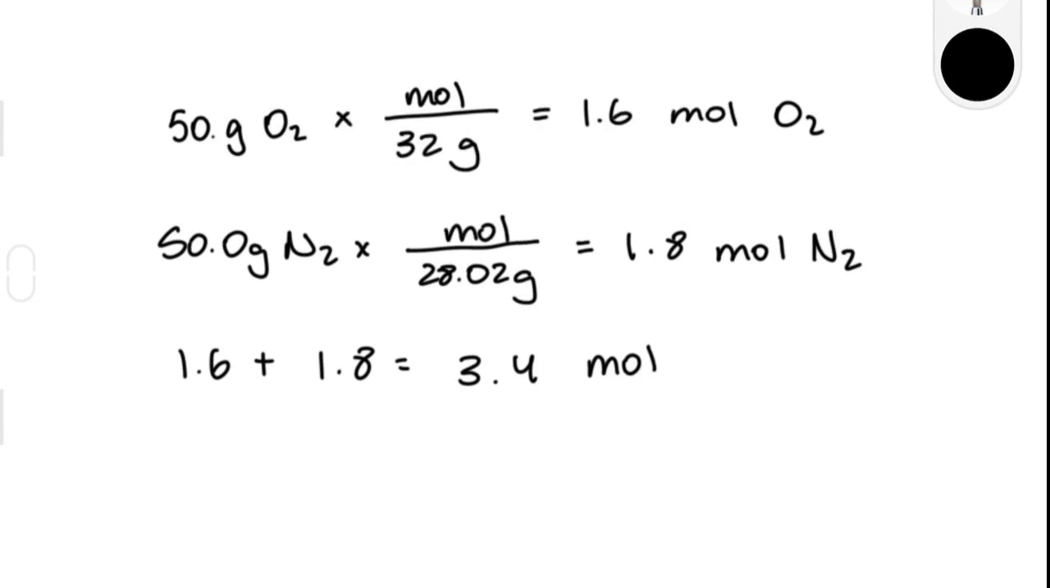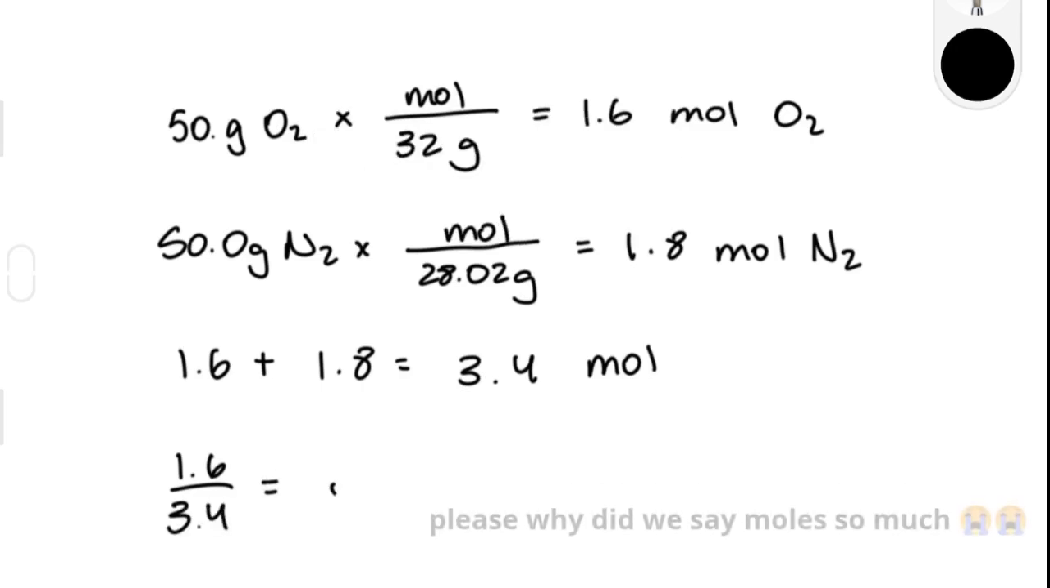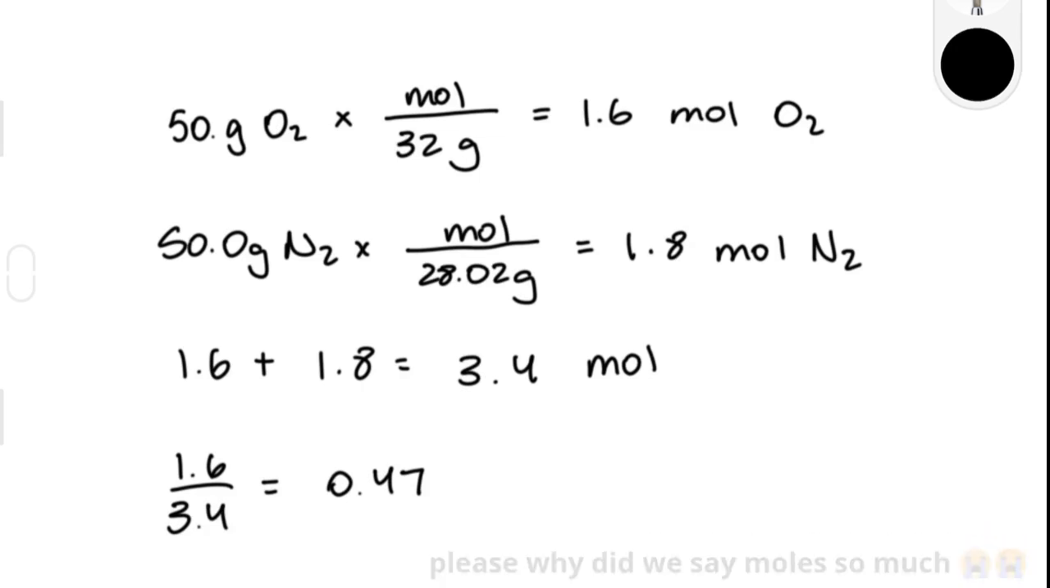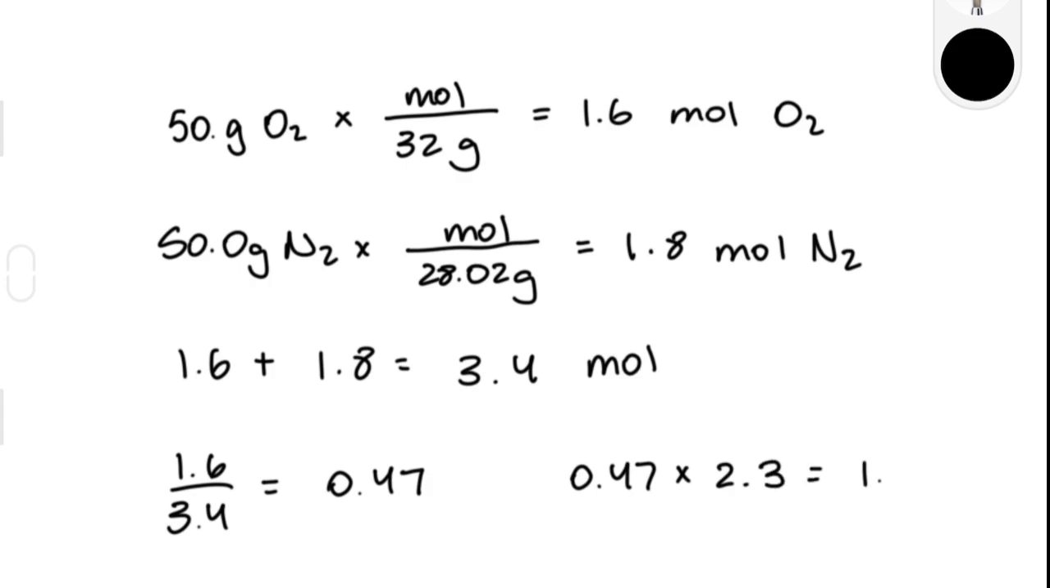To get the mole fraction of oxygen, divide moles of oxygen, 1.6, by the total moles, 3.4, to get 0.47. Now, multiply this by the total pressure in order to get the partial pressure of oxygen, which is 1.1 atm.